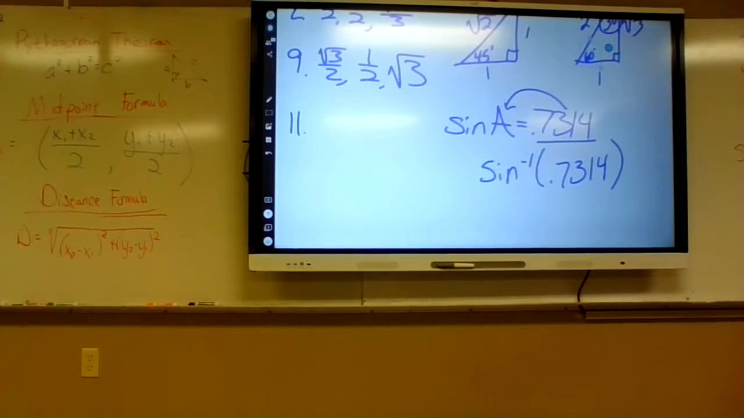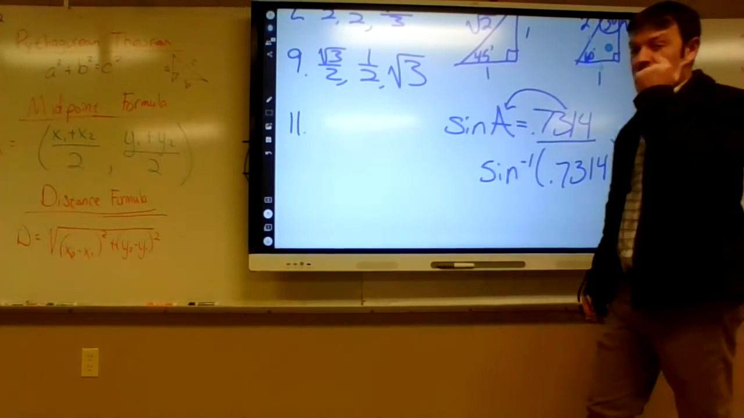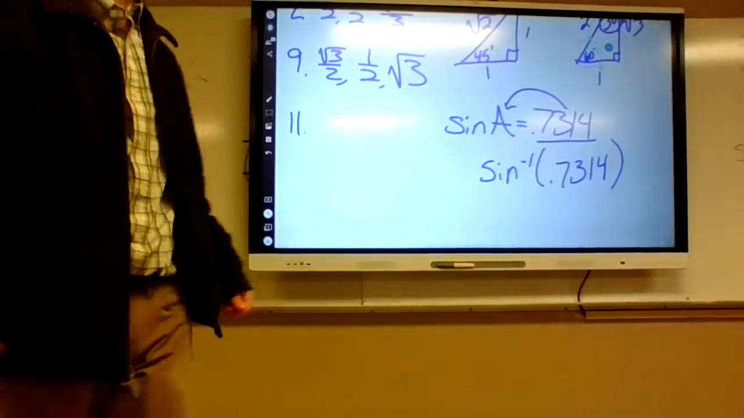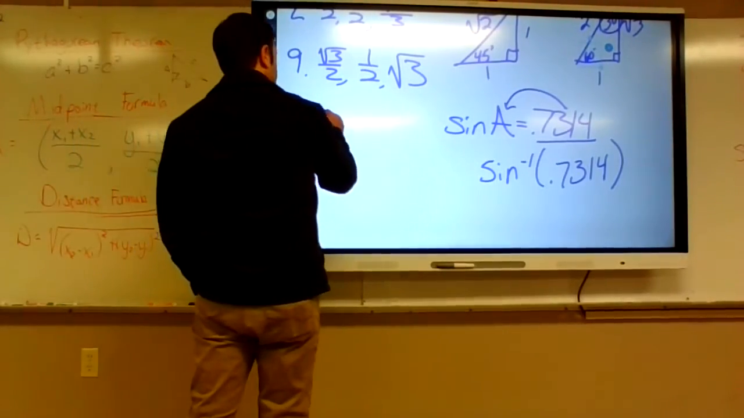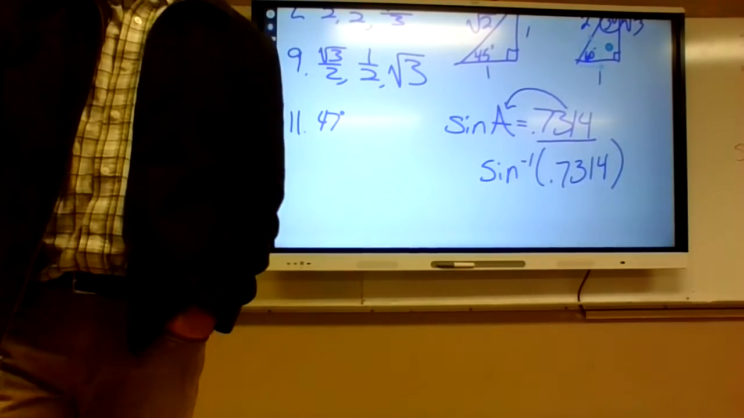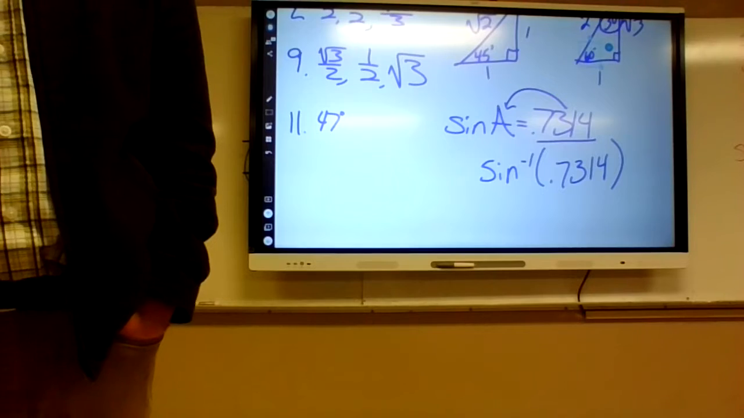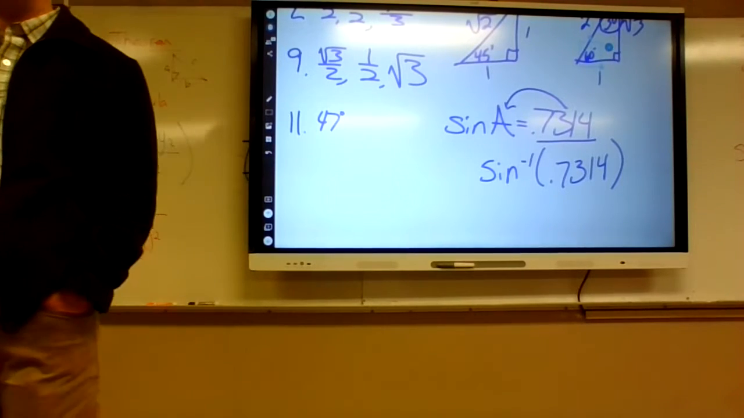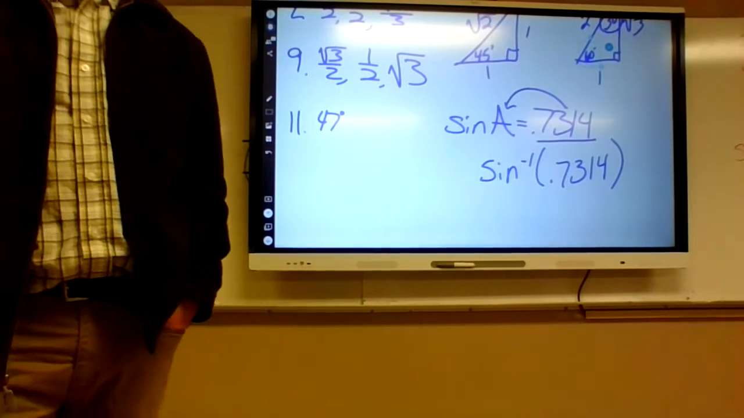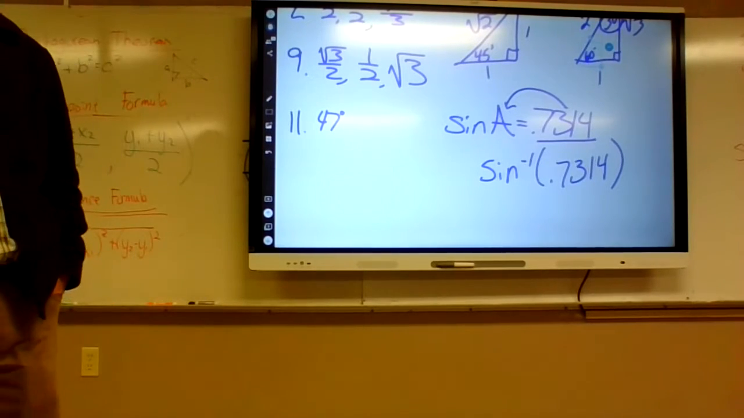Rounding it to the nearest degree, I got 47 point something. Round it to the nearest degree. Yeah, so 47 degrees. Okay, by the way, number 10, they give you the angle, sine of 39 degrees. It says round to 4 decimal places. So that's not sine inverse, that's just normal sine of 39 degrees.